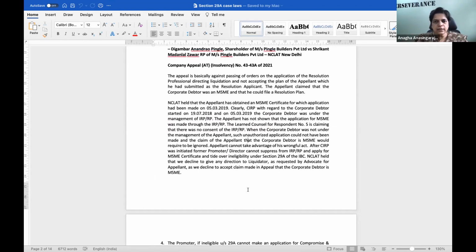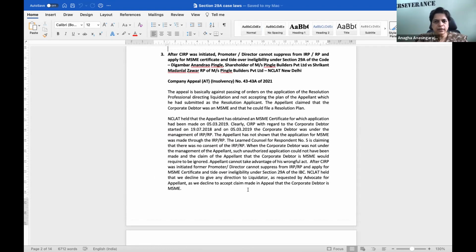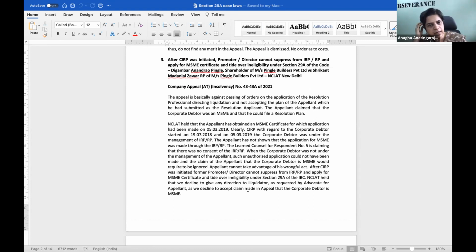Then the next case is of Pingley Builders, where in NCLAT, after CIRP was initiated, the promoter director cannot suppress from the IRP or the RP and apply for the MSME certificate to tide over the ineligibility. In this case, previously the company was not registered under MSME, but after initiation of the CIRP, the directors themselves went ahead behind the back of the RP to get themselves registered as MSME, and then tried to take advantage by being eligible under section 29A.